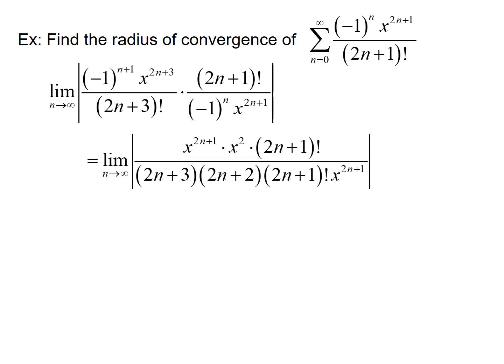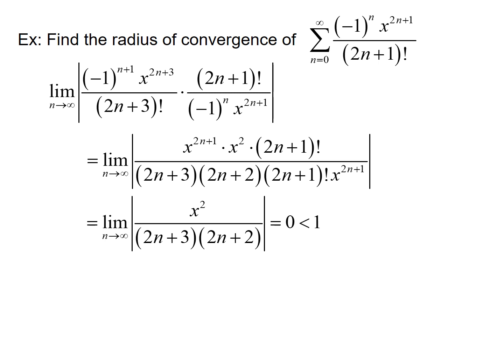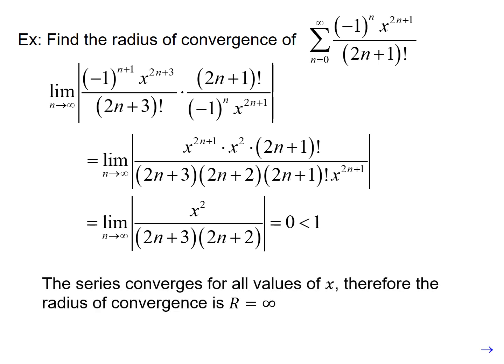We can simplify down our factorial and our exponent, cancel, and we can see here that since we have n squared on bottom and just x squared on top, and recall that x is just a number, so you have to set x as a number, n keeps getting bigger and bigger and bigger, that's always going to go to 0, which is always less than 1. So the radius of convergence here is infinity, because no matter what value of x we use, this is always going to converge.